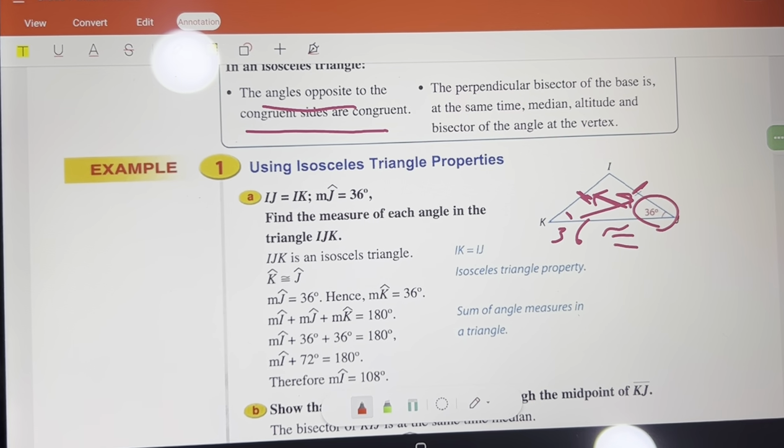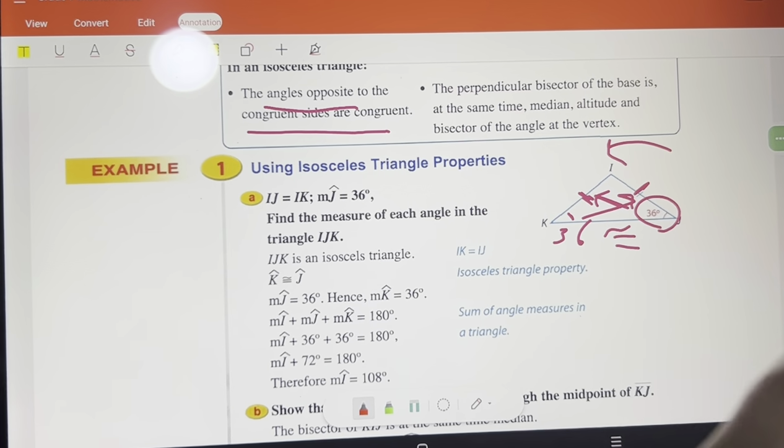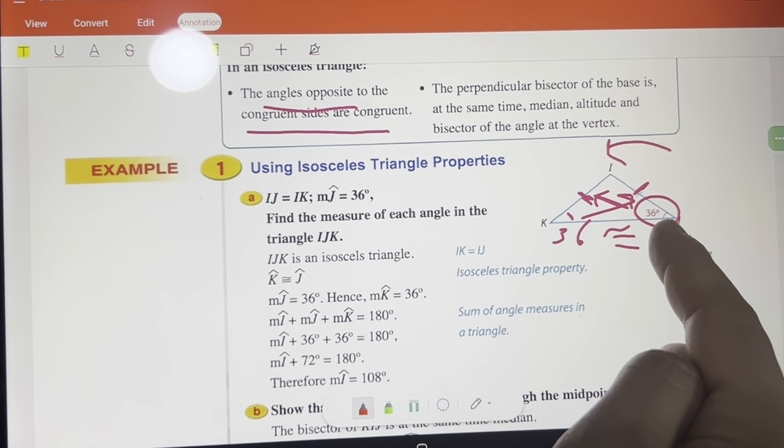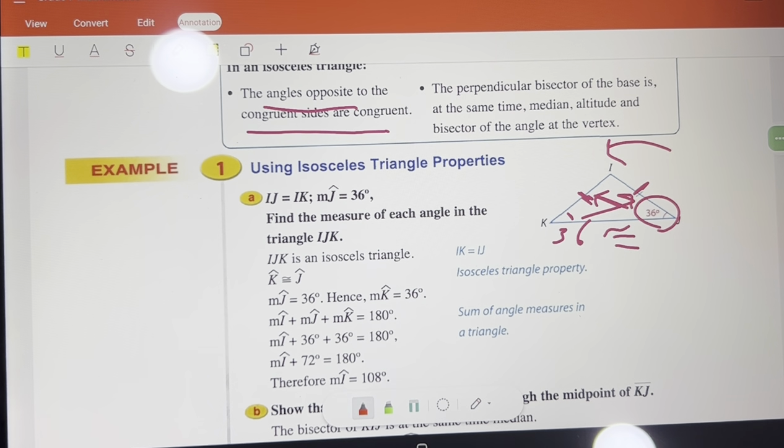Then, Miss, I have a question. How do you find the measure of angle I? Is the measure of angle I also 36? Of course not. Why is that? This triangle is an isosceles triangle. 36 and 36, if you add them up, you'll get 72. So that means we need more numbers.